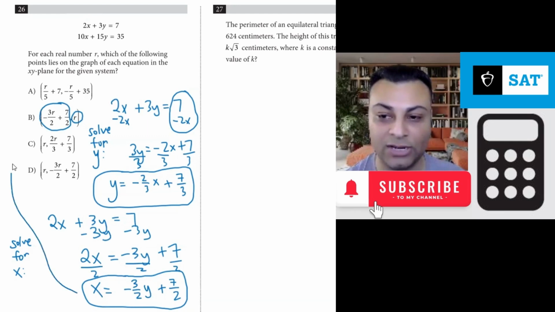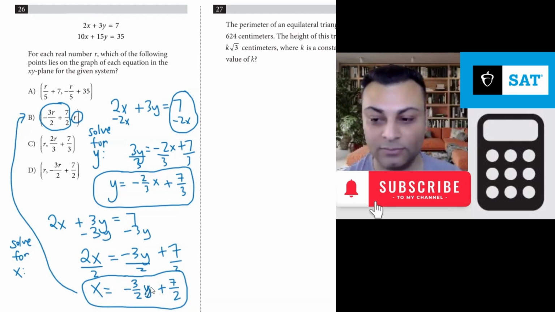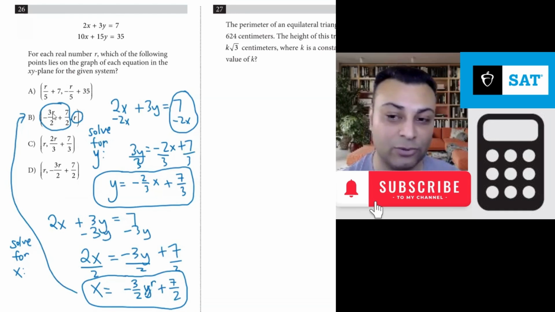That matches exactly. It's saying for any given y value that you have, if this were r, then you would have negative 3/2 r plus 7/2, and that's exactly what they wrote over here. This is the same as negative 3/2 r.